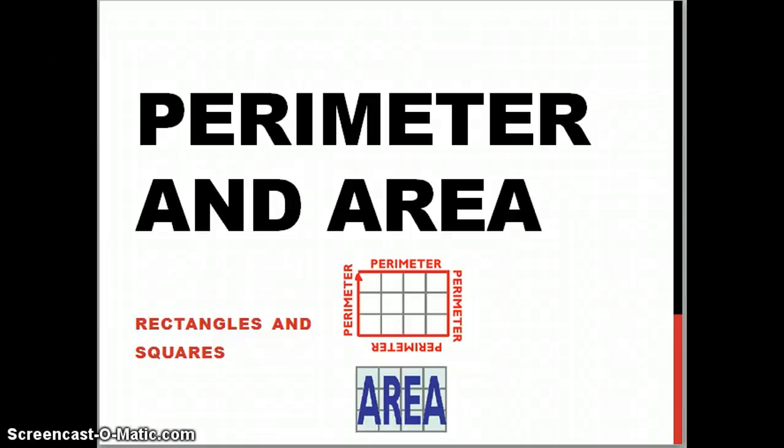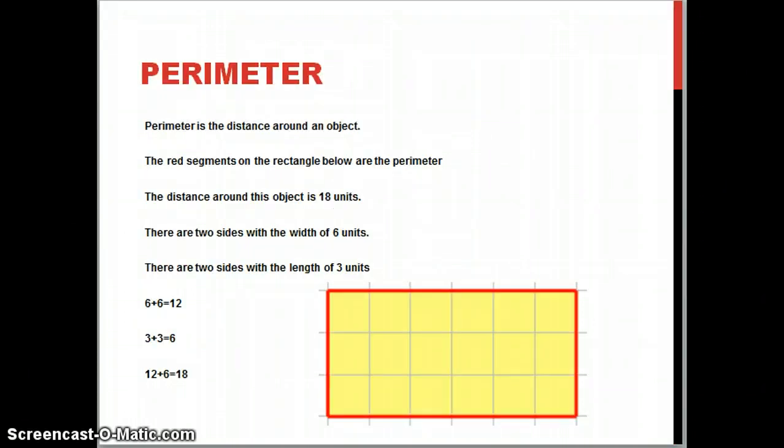We are going to be exploring perimeter and area of rectangles and squares. The perimeter is the distance around an object. So these red lines down here, these red segments, are the perimeter of this rectangle. The distance around this object is 18 units.